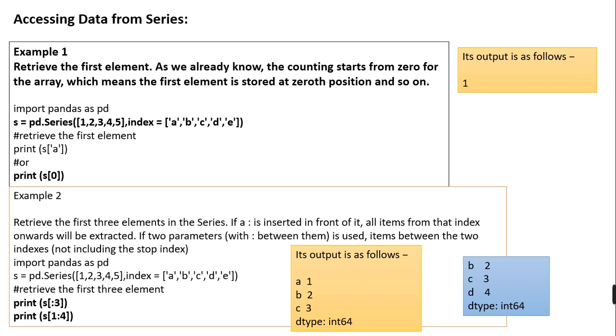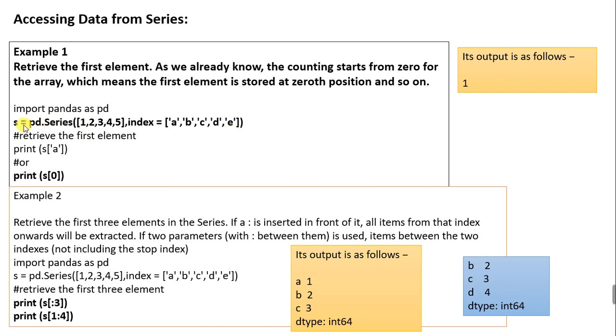Now a few more examples of how to fetch the data from the series, how to display the data from the series. Now the example is to retrieve the first element. As we already know, counting starts from 0 for the array. Array की indexing 0 से start होती है, which means the first element will be stored at the 0th index, and so on. So write a program to fetch the first element from the series with the specified index or without the specified index values. Now how to do this? Even if we have specified the index values, we can fetch it with the default index value also.